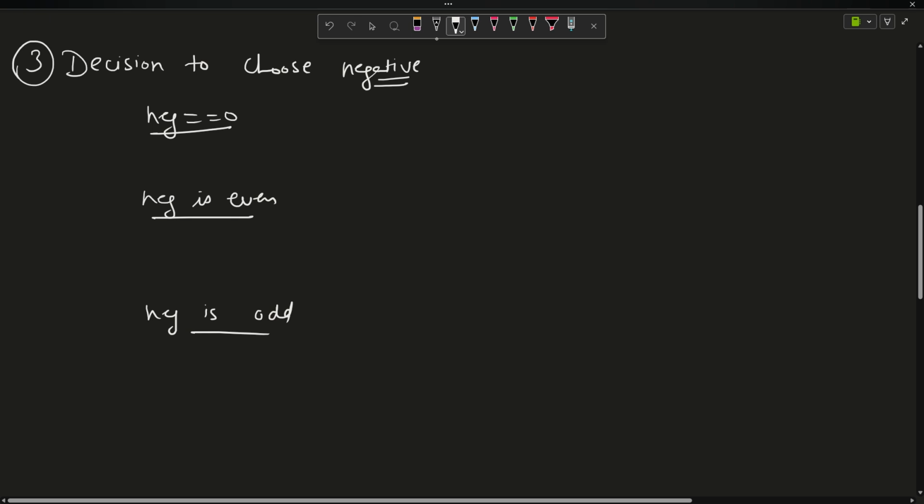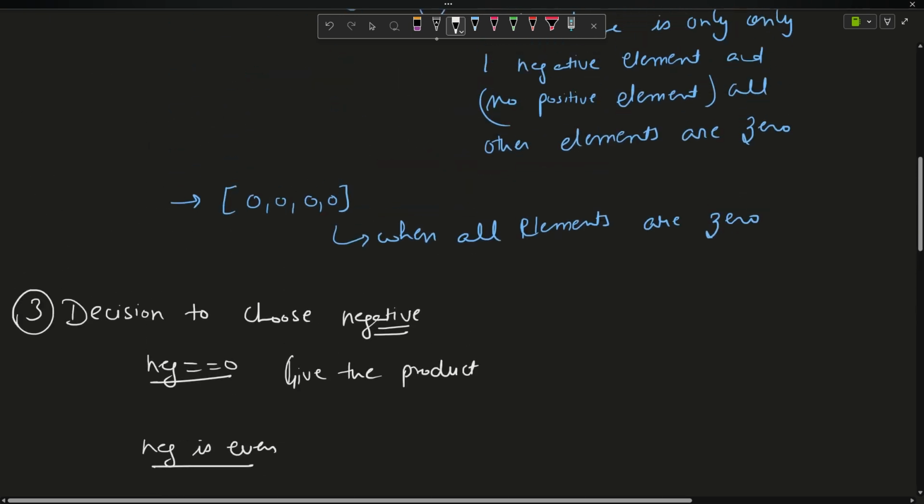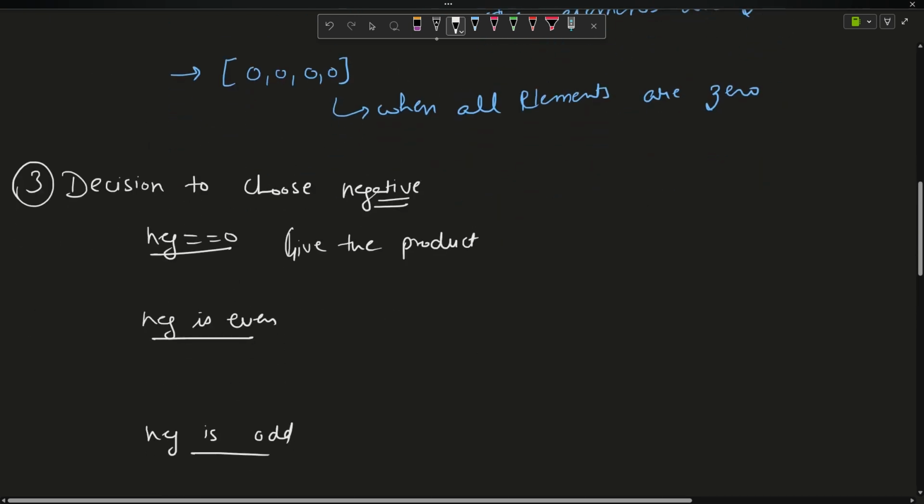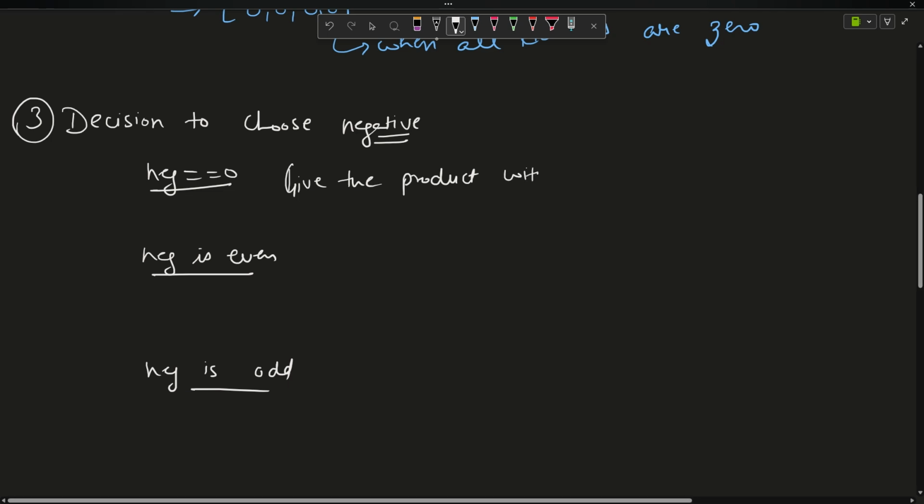What do we have to do in all these cases? If negative equals 0, there is no negative element. Then what do we have to do? We have to give the product, right? Because the case where all elements are 0 is already handled. So I will say give the product without multiplying with any 0, right?